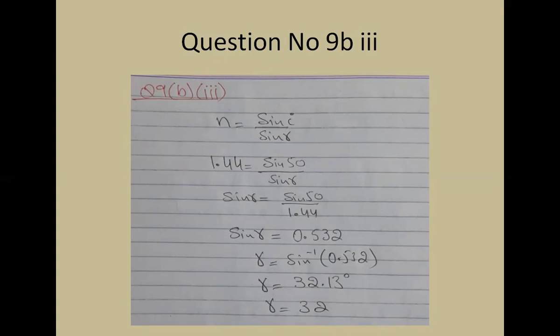So sine will come to this side. It will become sine inverse. So in your calculator, you will write shift sine 0.532 equals, and that will give you 32.13 degrees. And that is 32 degrees. So the angle of refraction will be 32 degrees.